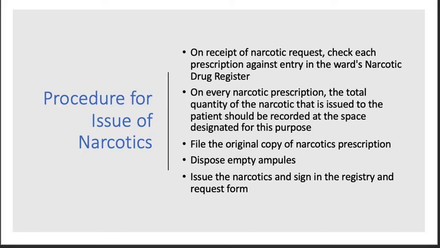Procedure for issue of narcotics. On receipt of a narcotic request, check each prescription against the entry in the ward's narcotic drug register. On every narcotic prescription, the total quantity of the narcotic that is issued to the patient should be recorded in a space designated for this purpose. And the original copy of the narcotics prescription should be put in the file. Dispose of empty ampules, issue the narcotics, and sign in the registry and request form.